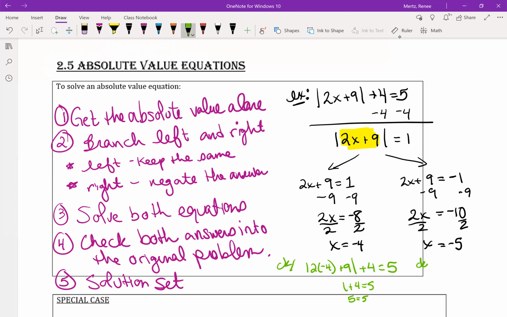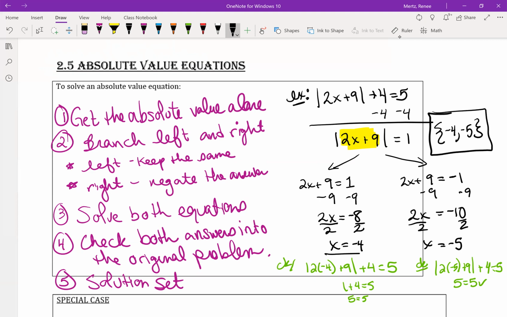I'm going to check -5. 2 times -5 plus 9 plus 4 equals 5. -10 plus 9 is -1. The absolute value of a -1 is 1. So 5 equals 5. It's going to work. Our solution set, please make the set builder, or the set notation, will be -4 and -5. Or you can box both -4 and -5. So both are the correct answer.